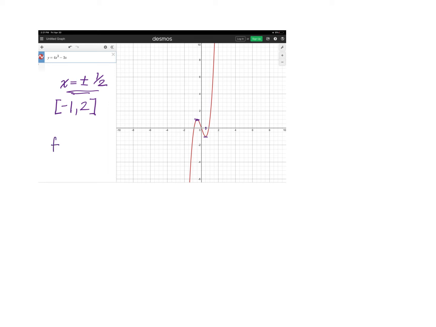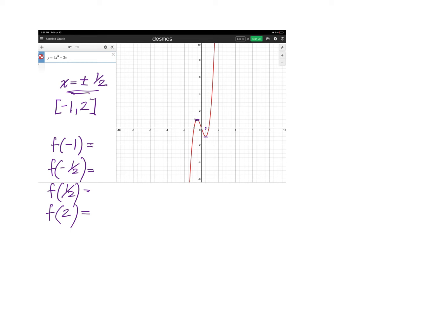I'm going to test f of negative 1. That's my one endpoint, and I'm going to find out what the y value is. I'm going to test negative 1/2 because that's my critical point, and that could be where the absolute minimum or maximum occurs. I'm going to test f of 1/2 and see what value that gives me. Again, that could be where my absolute maximum or minimum occurs. And then finally, f of 2. So I test my endpoints and my critical points, see what the y values are, and then whatever the largest value is, that's going to be my absolute maximum.